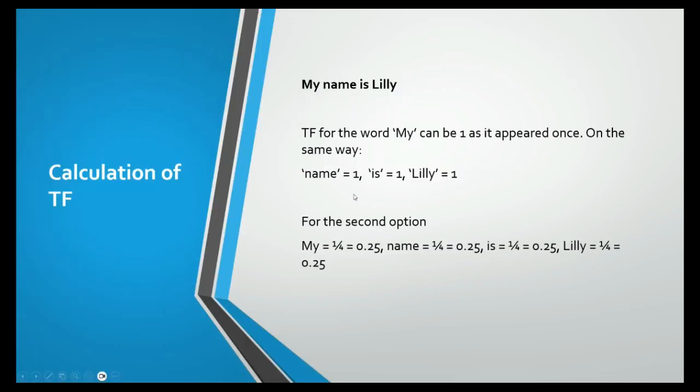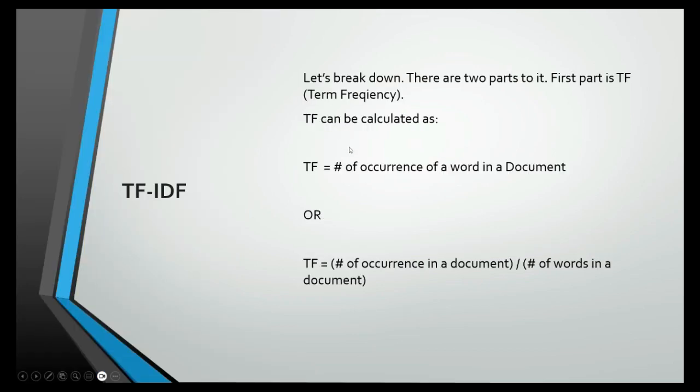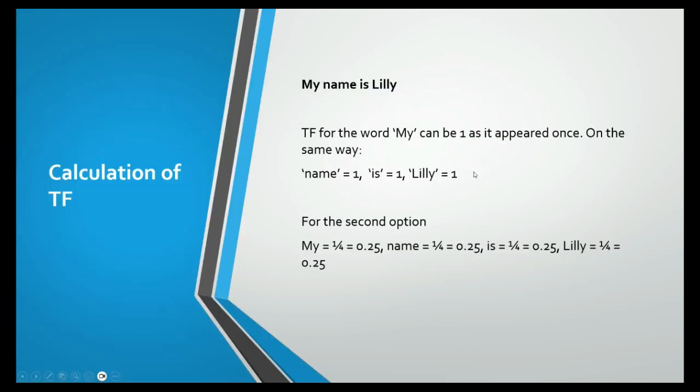So here I'm going to calculate TF for this sentence. My name is Lily. If I use the first one, the number of occurrence of word in a document, in that case each one is 1. The TF for each one is 1. My is 1 because it occurred only once in this document. Name is also 1. It occurred only once, same as Lily and is.